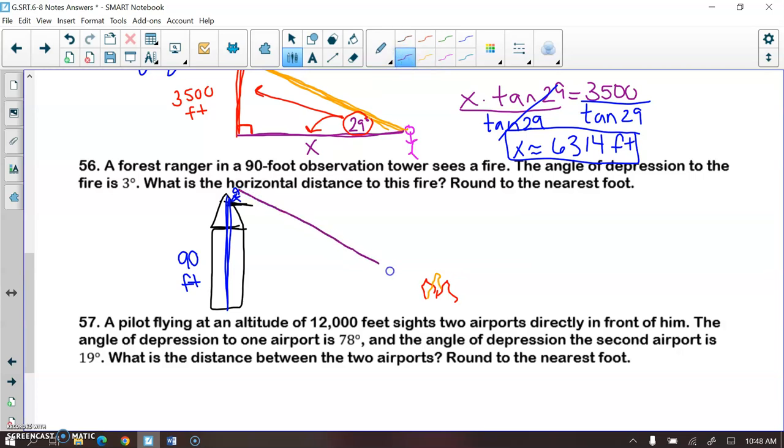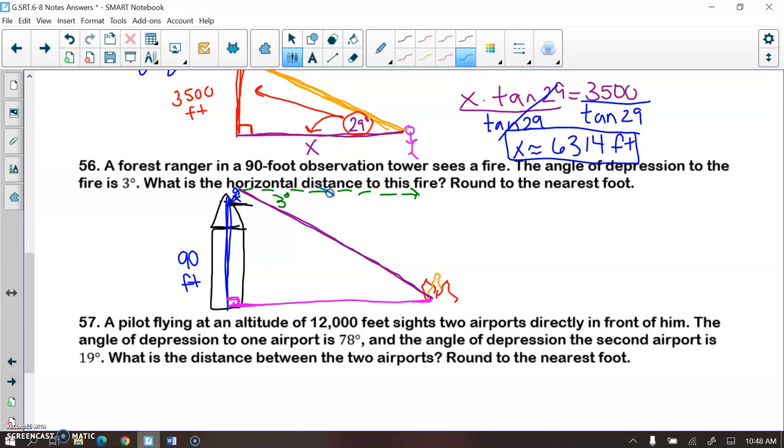So they're looking down like this. And then I'm going to connect their line of sight to that 90-foot observation tower, like so, to create my right triangle. Now the angle of depression is 3 degrees. What that means is that it's formed by the line of sight, which is that purple line, and the horizontal, which is this line here. So this angle is 3 degrees.